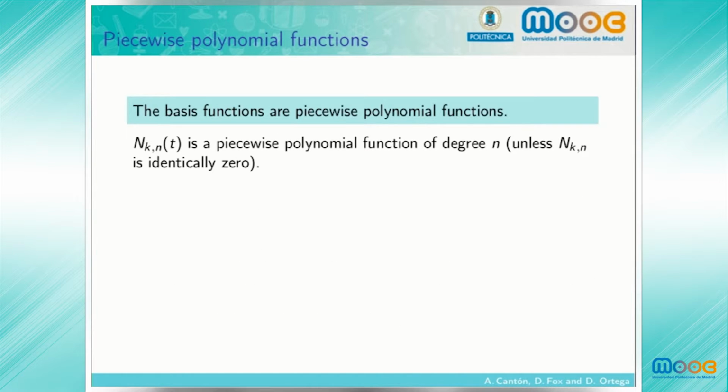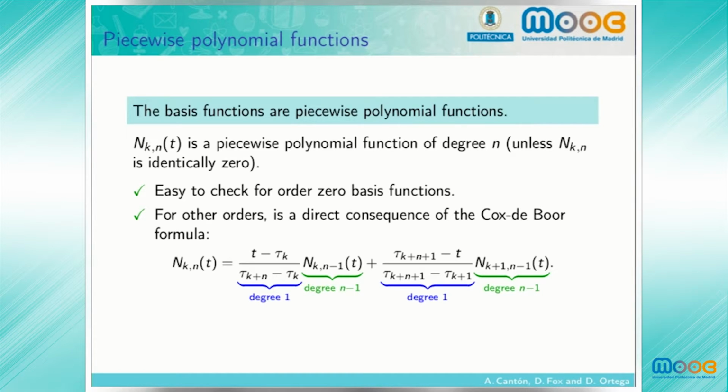The second important property of basis functions is that they are piecewise polynomial functions. Precisely, the basis functions of order n are piecewise polynomial functions of degree n, unless they're identically 0. Again, this is easy to check for order 0 basis functions, and follows for higher order basis functions as a direct consequence of the Cox-de Boer formula.